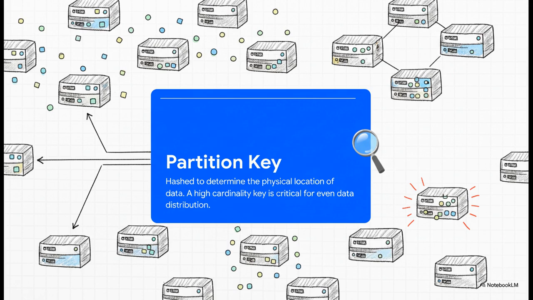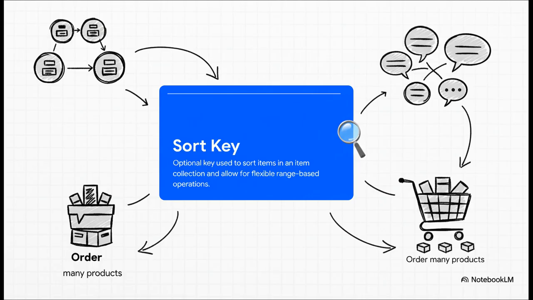Cardinality just means having a wide variety of unique values. Think user ID instead of a simple status like active. This ensures your data and all the requests for it are spread out nice and evenly, which prevents those nasty performance bottlenecks. And working right alongside the partition key is the optional sort key.